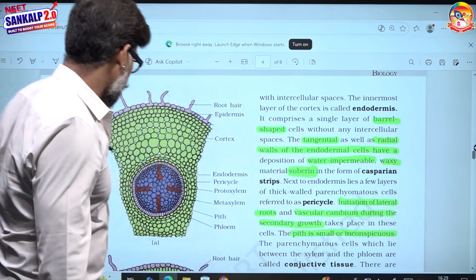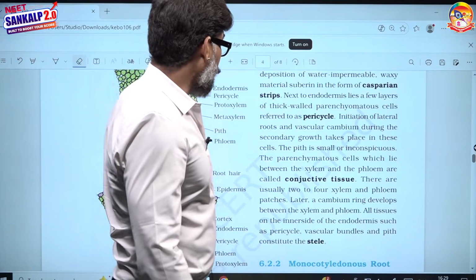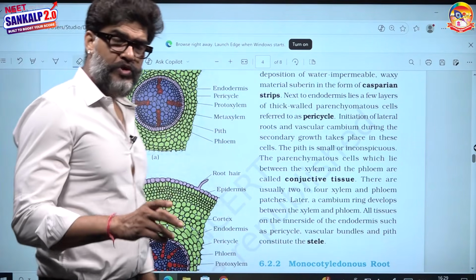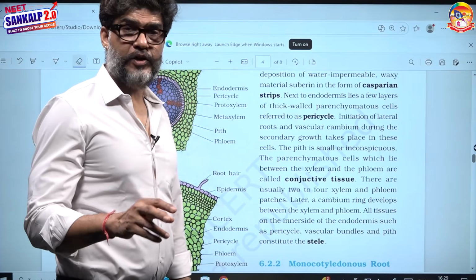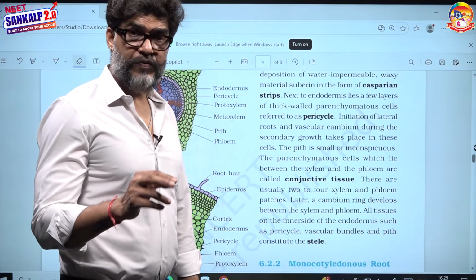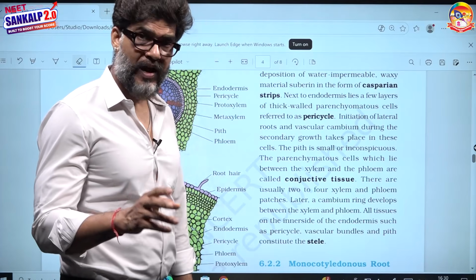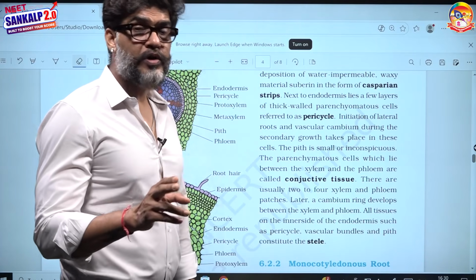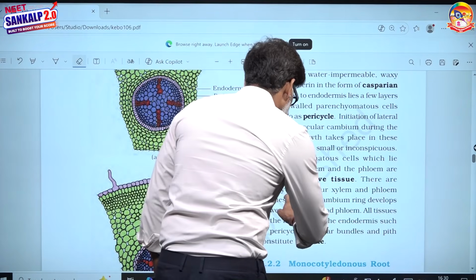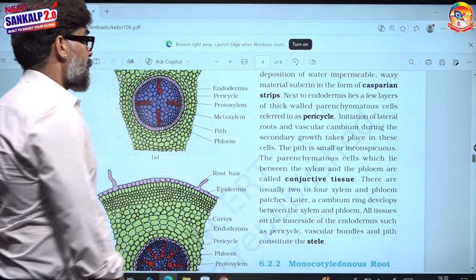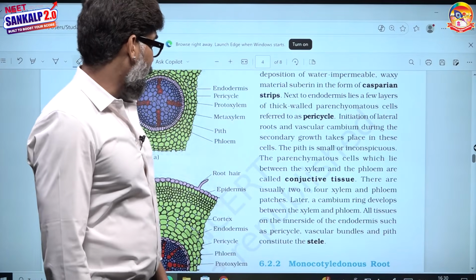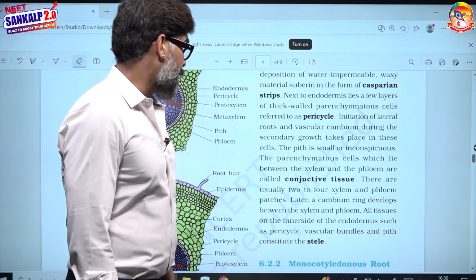There are usually 2 to 4 xylem and phloem patches present. When 2 xylem and 2 phloem patches are present, it is called diarch. If 3 xylem, 3 phloem, triarch. If 4 xylem, 4 phloem, tetrarch. So in dicot root there is the diarch to tetrarch condition, meaning 2 to 4 xylem and phloem patches are present. Later a cambium ring may develop between the xylem and phloem.